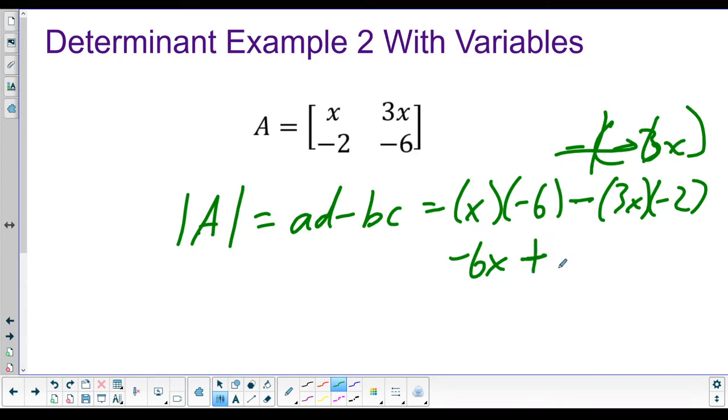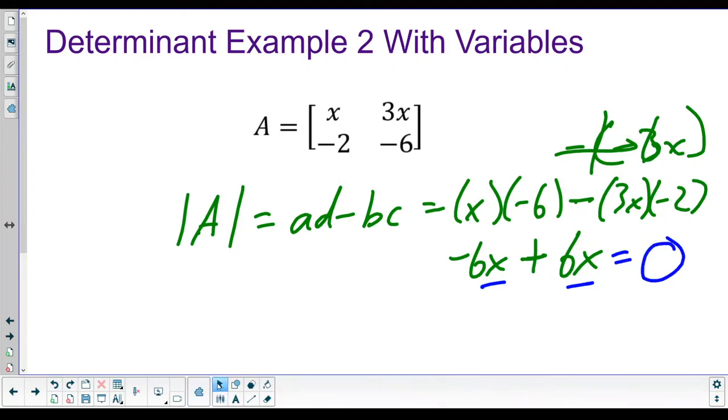So plus another 6x. Now these are like terms because they have the same variable, so we just combine like terms with their coefficients. -6 plus 6 is 0. There you go. There is your determinant notes.